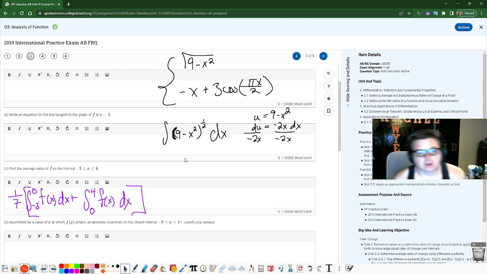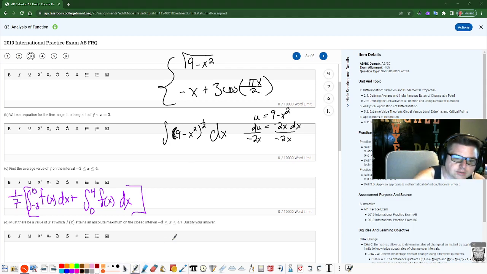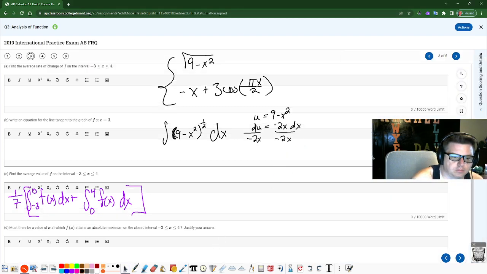Well, let's take a look. Let's at least do this for a second. Let's get rid of that. I'm going to have to do a little research for that one. But let's talk about negative x and integrating that. We're going to raise it 1 power and then divide by that power.